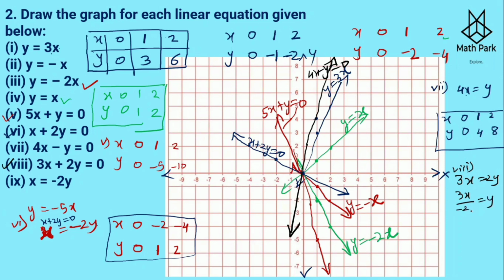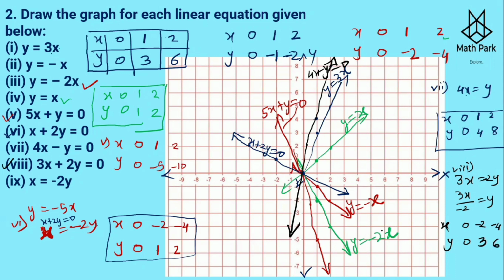Let us make the table of x and y. If I put x is equal to 0, you get y is equal to 0. If I put x is equal to minus 2, the minus 2 and minus 2 get cancelled, and you get y is equal to 3. We have to see the numbers which are divisible by minus 2. If I put x is equal to minus 4, 2 ones are 2, 2 twos are 4, so 3 twos are 6, and you get y is equal to 6.